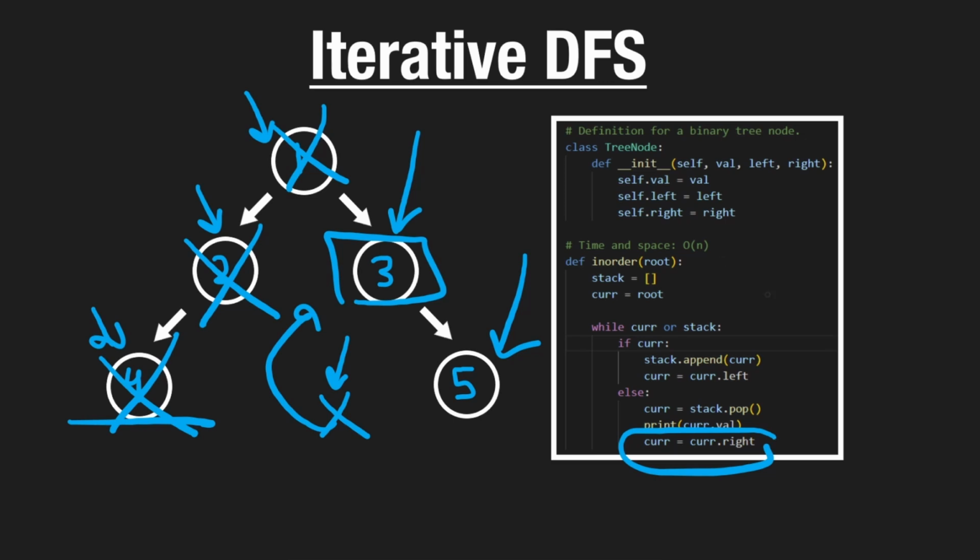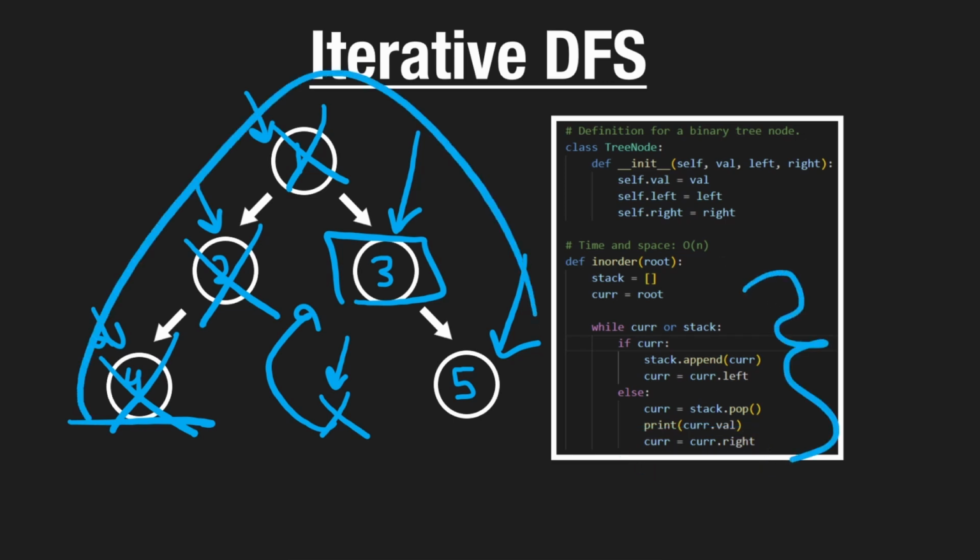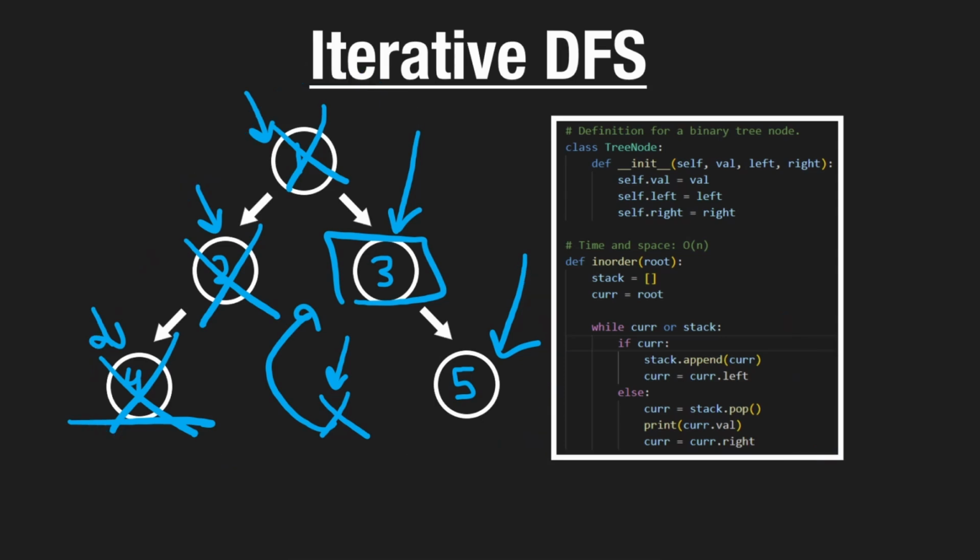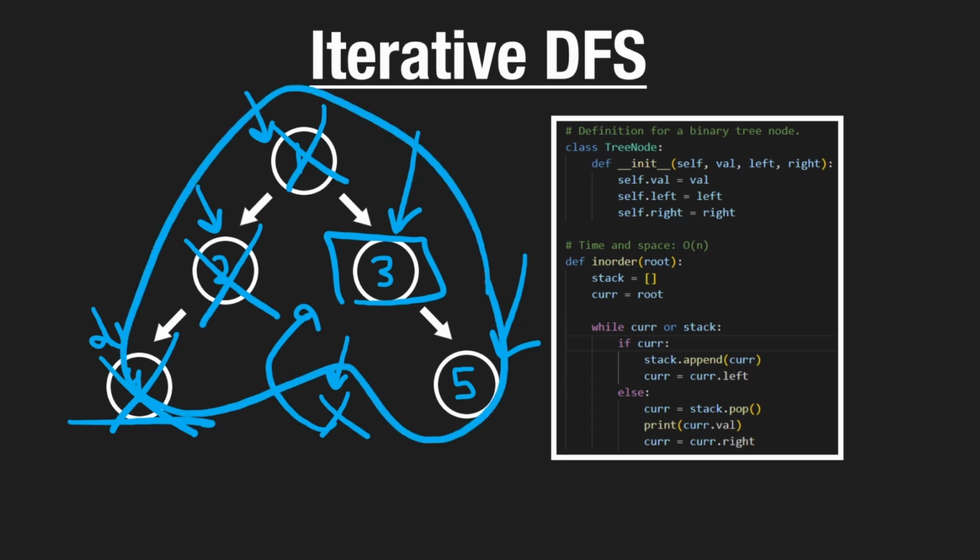It can definitely be difficult to wrap your head around this, but as we run the code, we see it's executing the same way that the recursive solution would be executing. And the time complexity and space complexity are also the same. The time complexity is big O of n because we're, of course, traversing all the nodes of the tree.